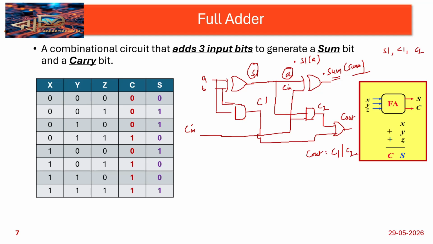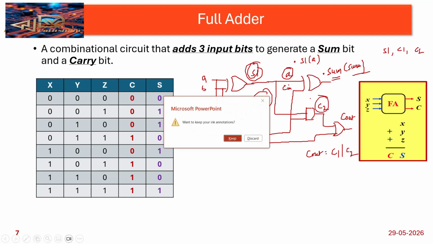Clear? Any doubt in this? Because of this reason only, I am considering the internal wires C1, S1 and C2. Now this design is completed. Then go for the testbench side.